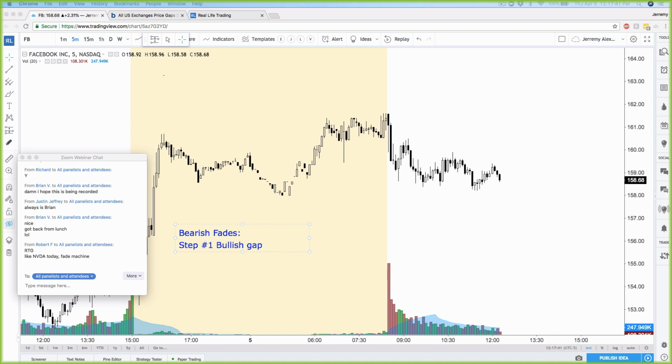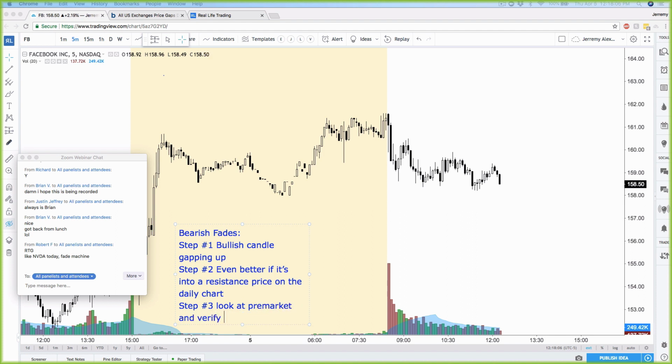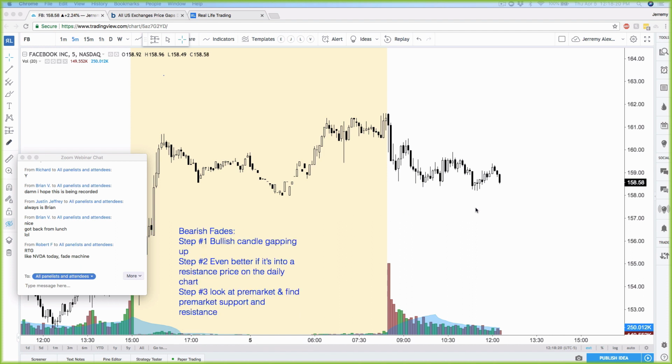Bullish candle gapping up. Step number 2. Even better if it's into a resistance price on the daily chart. Step 3. Look at pre-market and find pre-market support and resistance. So those are going to be your first 3 steps.